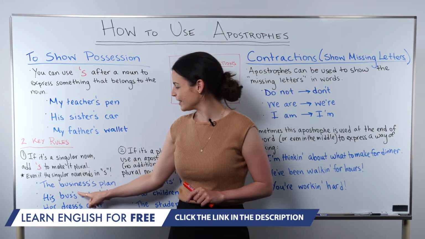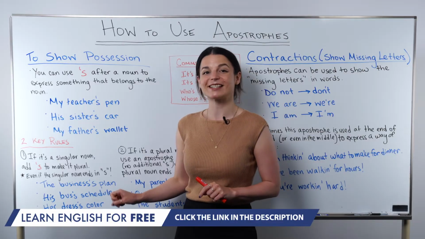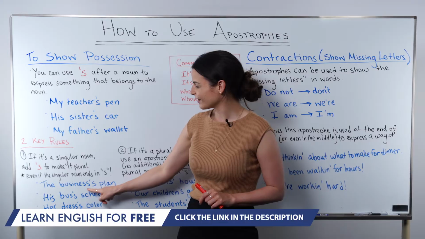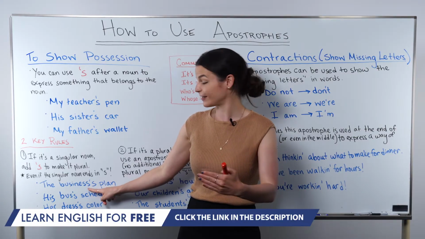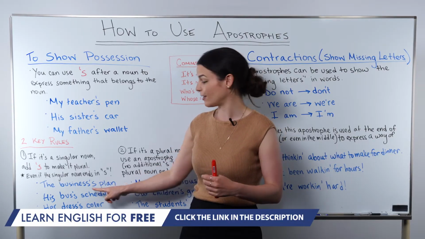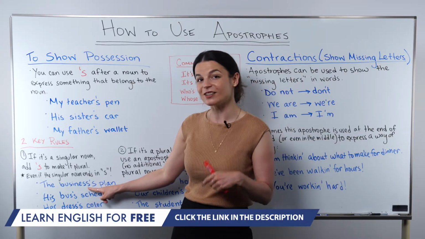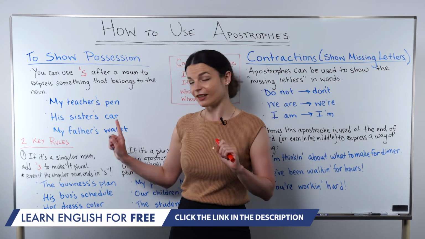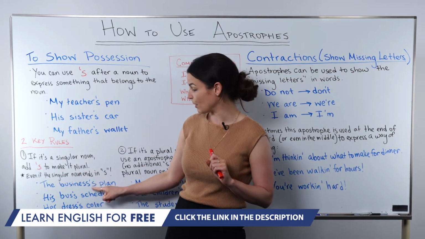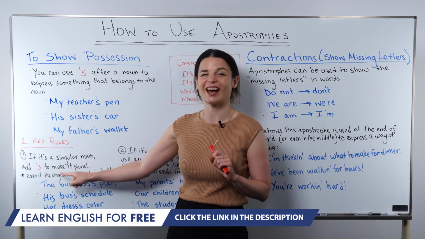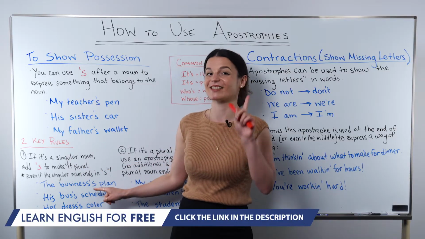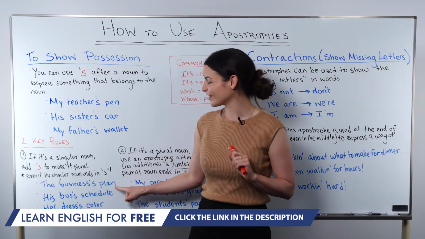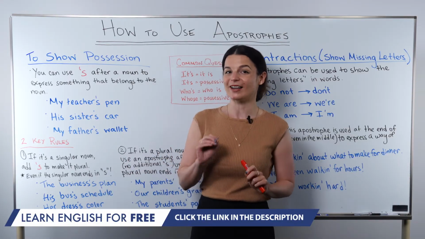First, the business's plan. In this situation, business is our noun. We want to express something that is owned by the business. So business ends with an s, but it's a singular noun, one business, right? We still have to add apostrophe s to show ownership. This is a singular noun. We're not making it plural here. The business's plan. So this shows the plan owned by the business.